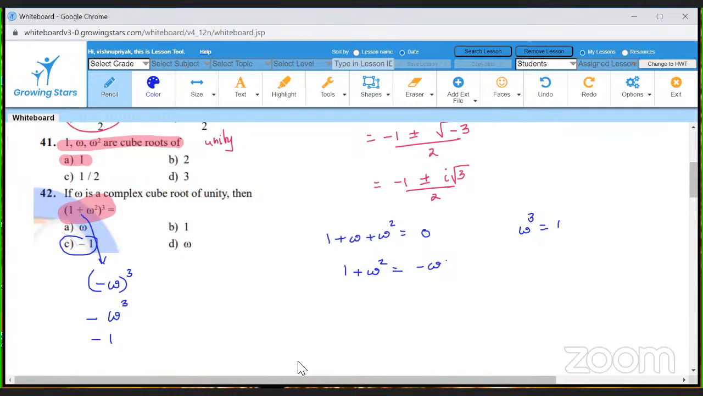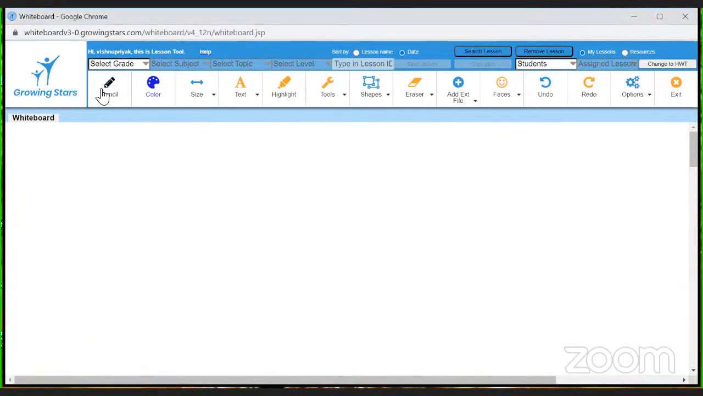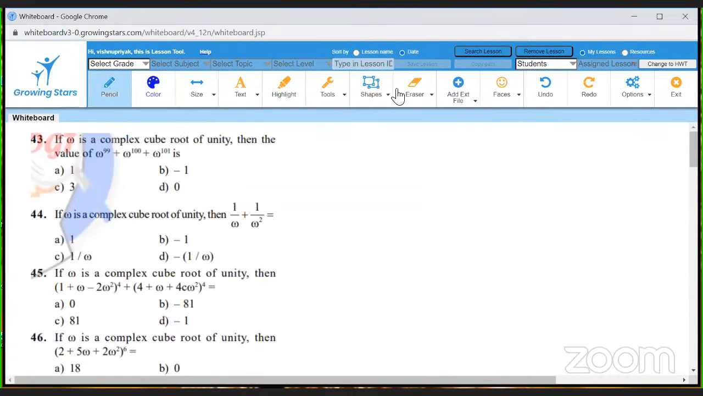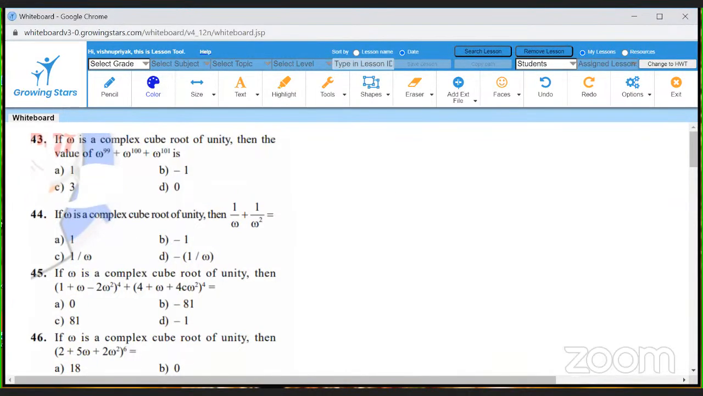So first let me give you homework. After that, if we still have time, we will do more questions. I'll start giving you homework from question number 43. Tomorrow we will start quadratic equations. Both formulas and questions I can do on the same day because quadratic equations is a small chapter.